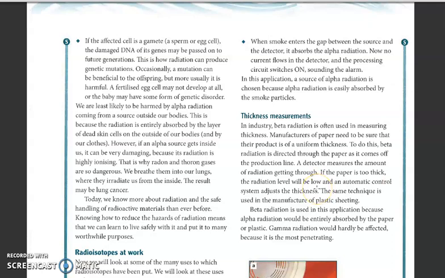If the paper is too thick, the radiation level will be low. Okay, so accordingly we can correct it. So an automatic control system adjusts the thickness. The same technique is used in manufacture of plastic sheeting also. Beta radiation is used in, so here you see, this penetrating technique is what is used here.